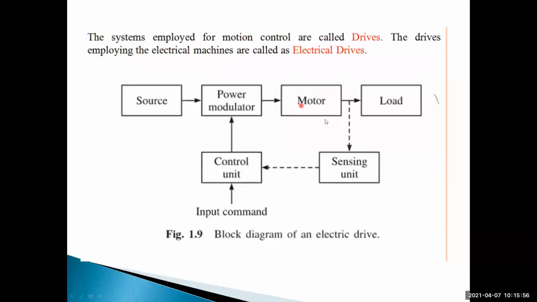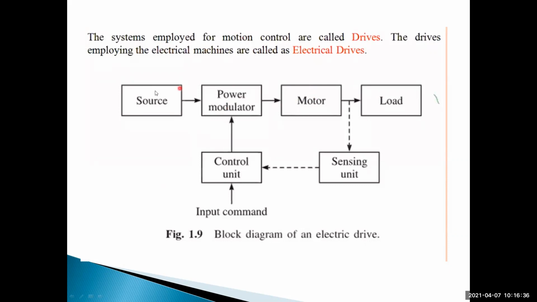For example, this motor is a DC. If the source is AC and the motor is a DC series motor or a separately excited DC motor, the motor input is DC, no? So the power modulator is converting AC to DC. That means it is acting as a rectifier. It acts as a rectifier when the source is AC and the load motor is DC.